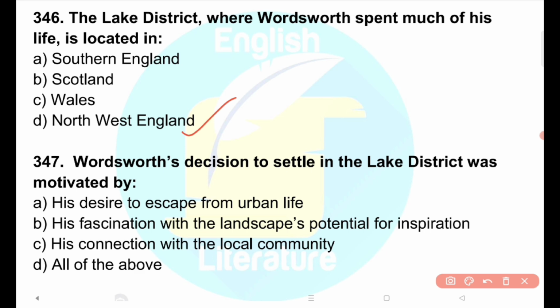Wordsworth's decision to settle in the Lake District was motivated by option D, all of the above: his desire to escape from urban life, his fascination with the landscape's potential for inspiration, and his connection with the local community. Wordsworth disliked the industrialization and urbanization of the city. The scenic beauty of the Lake District deeply influenced his poetry. Wordsworth was close to the rural community, often writing about them. So his love for nature, rural simplicity, and poetry all influenced his decision to live in the Lake District.